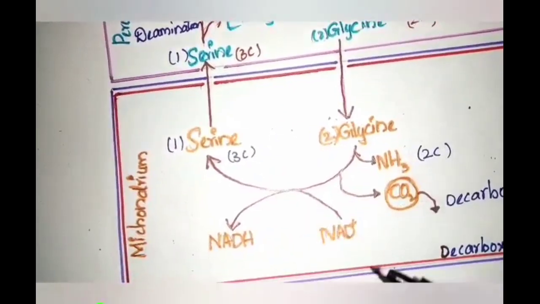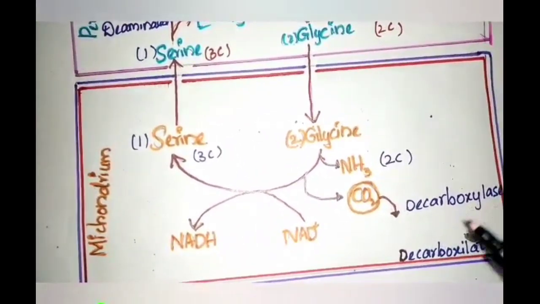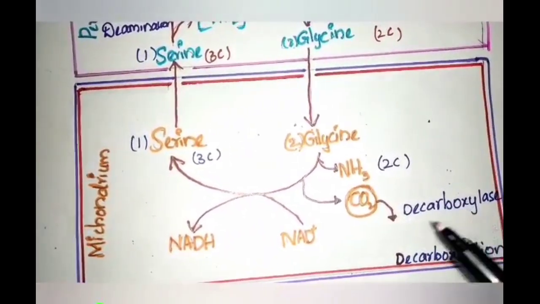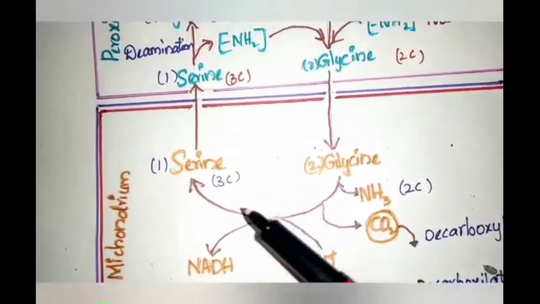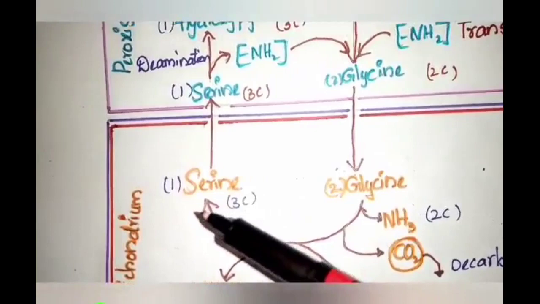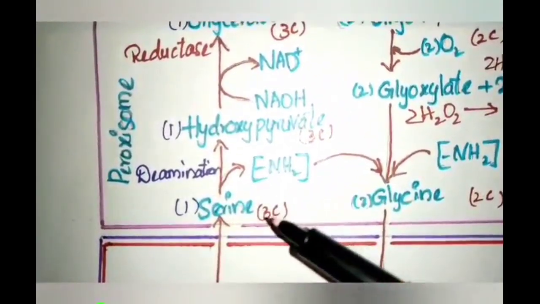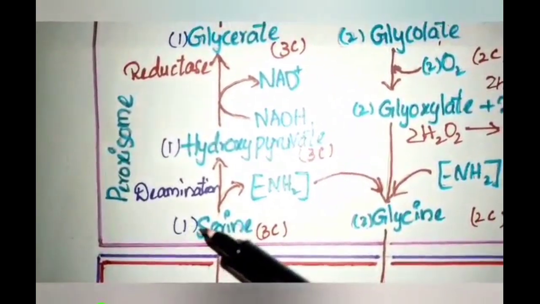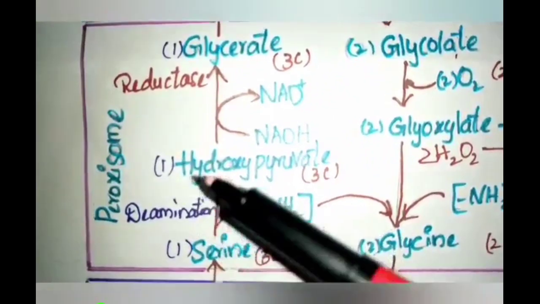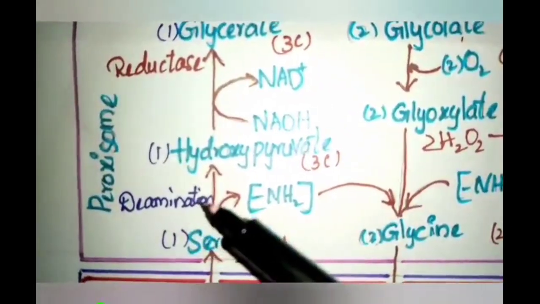In this conversion, NAD becomes NADH, and energy formation is possible. This conversion is called decarboxylation, and the enzyme used is called the decarboxylase enzyme. At the end of the mitochondria, 1 mole of serine is formed. This serine is transferred to the peroxisome, in the form of serine, with 3 carbons present, 1 mole. This serine is converted into hydroxypyruvate in the presence of the deamination process.